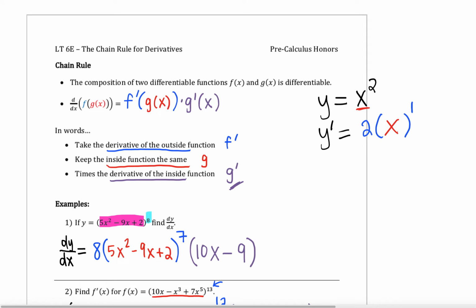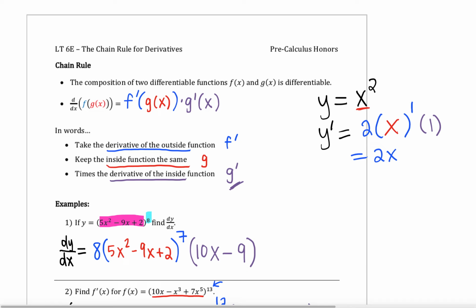But then I have to multiply by the derivative of the inside. Well, our derivative of x would just be 1. And we have been doing this all along without doing it kind of the long way, because in this case, this would just be equal to 2x, which is identically what we get just by using the power rule.